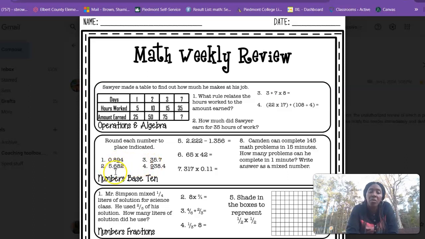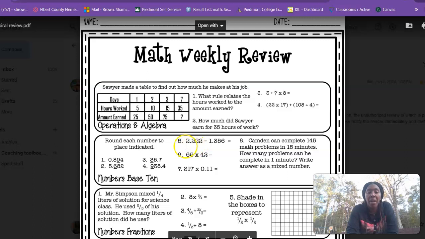Number 2, you would round to the nearest tenth. So you will look to your 8, and your 8 will tell your 6 to soar. So for this one, you would just round this 6 up. Everything else would turn to 0, so it can just fall off. So your answer would be 5.7. So you could do the rest of them yourself.